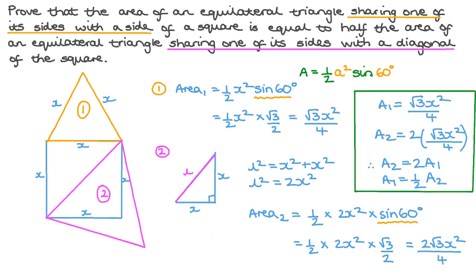Now, just a quick note, it is of course best if you can remember the exact value of sine of 60 degrees and substitute this into your two areas. However, if you couldn't, then you'd still have a factor of sine of 60 degrees in each of the areas, and as they both have this factor, you would still have been able to prove that the area of triangle 1 is half the area of triangle 2.